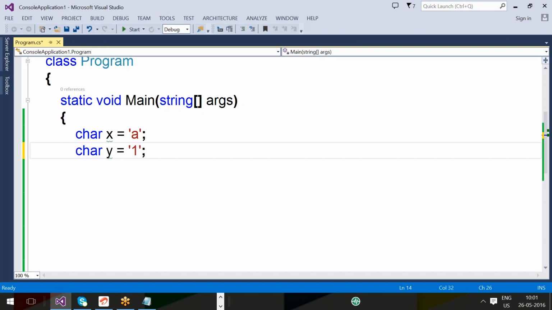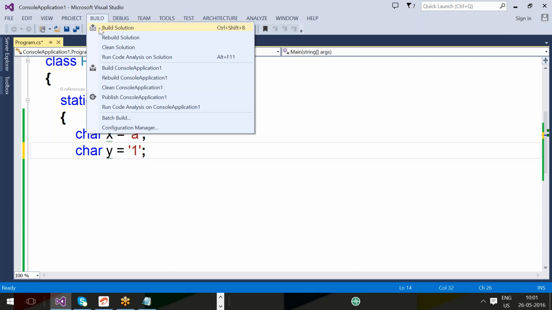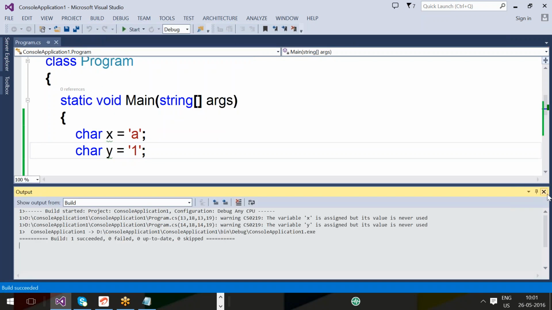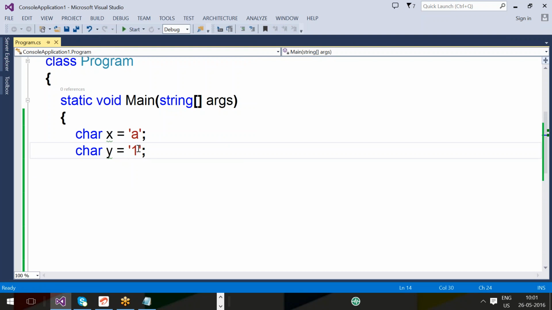Now, valid or invalid? Valid, because within the single quotes you can have alphabets, you can have numerical. What about a special character? Can we?